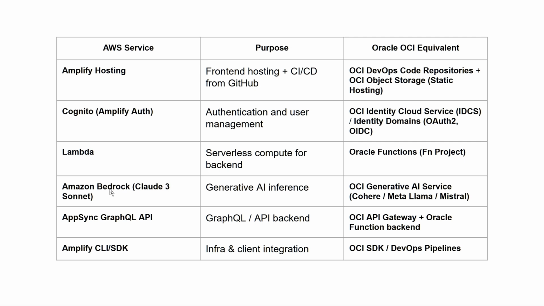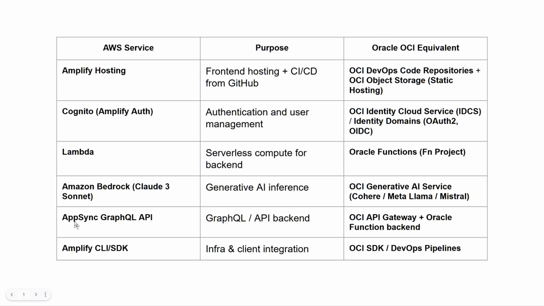Next one is Amazon Bedrock. For generative AI, Bedrock provides access to foundation models like Claude. OCI also offers similar services under its Generative AI service, with models from Cohere, Meta Llama, and Mistral. Then we have AppSync, with capabilities for text generation, summarization, and more.